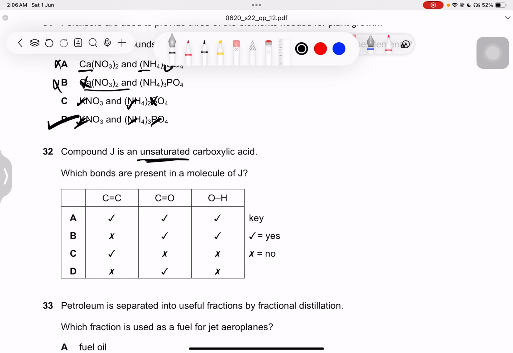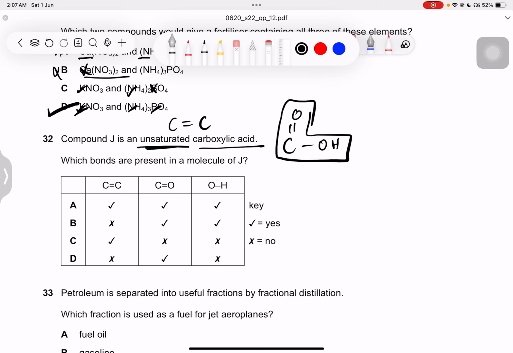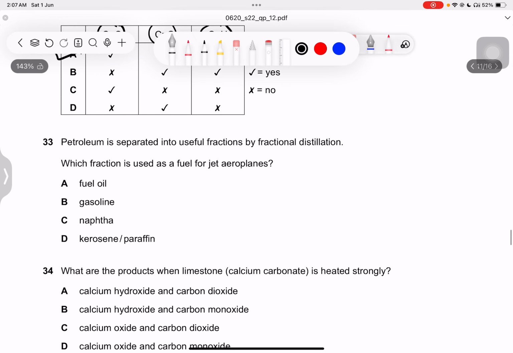Compound J is an unsaturated carboxylic acid. So unsaturated means it contains a carbon-carbon double bond. And it is a carboxylic acid, so a carboxylic acid has a functional group like this. So these bonds are present. It contains a C=C double bond, it contains a C=O double bond, and it contains an OH. So 32A.